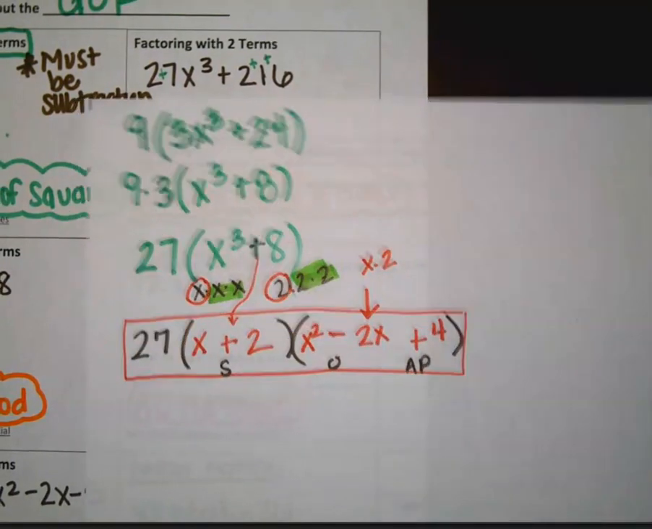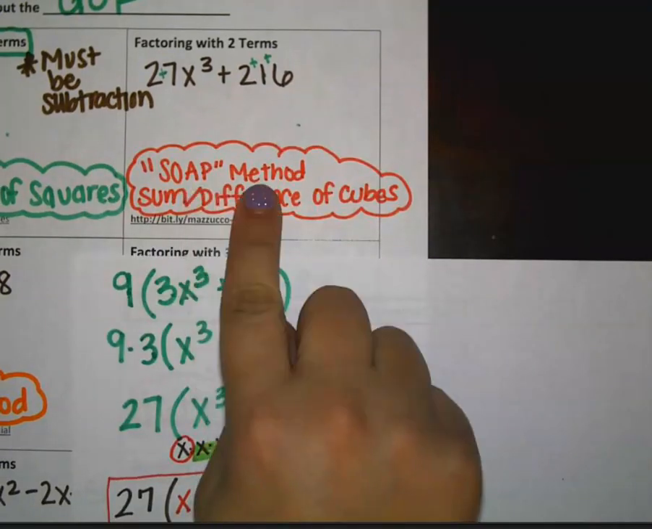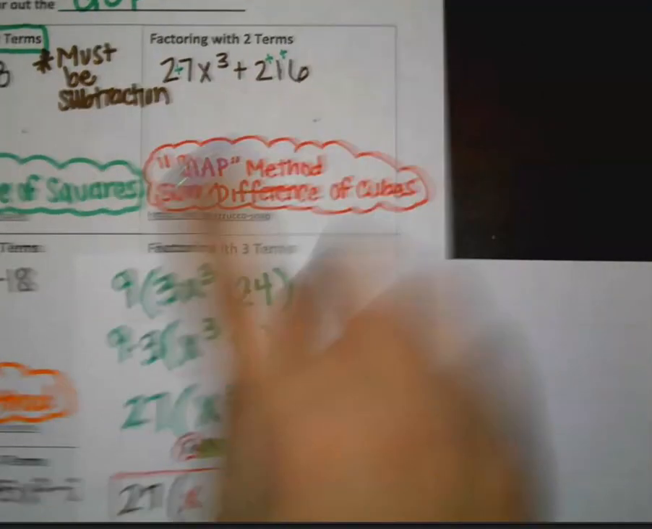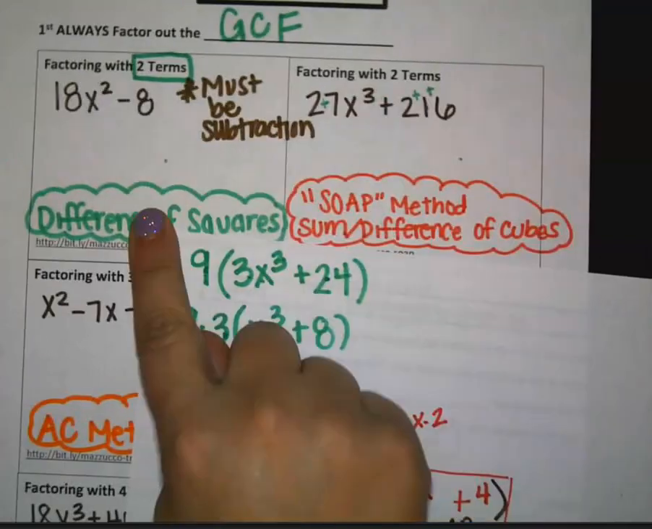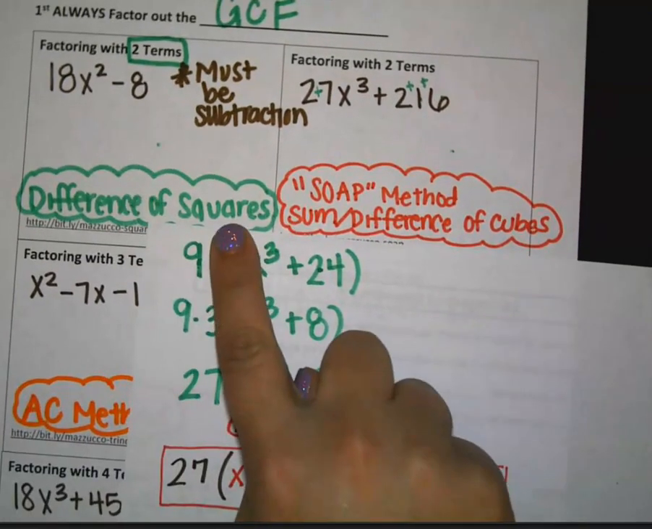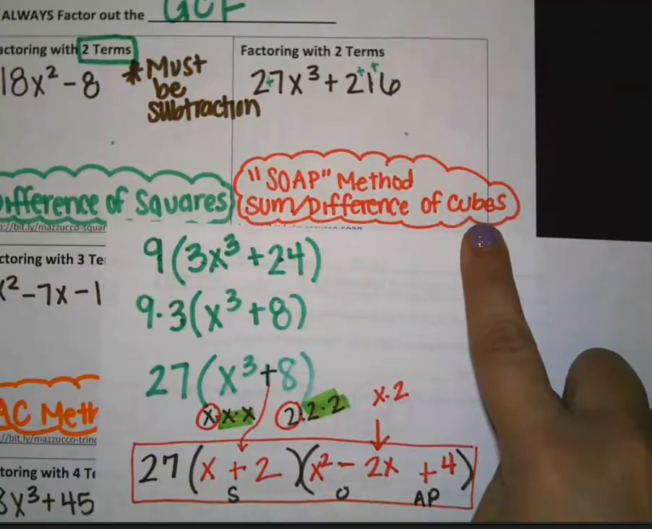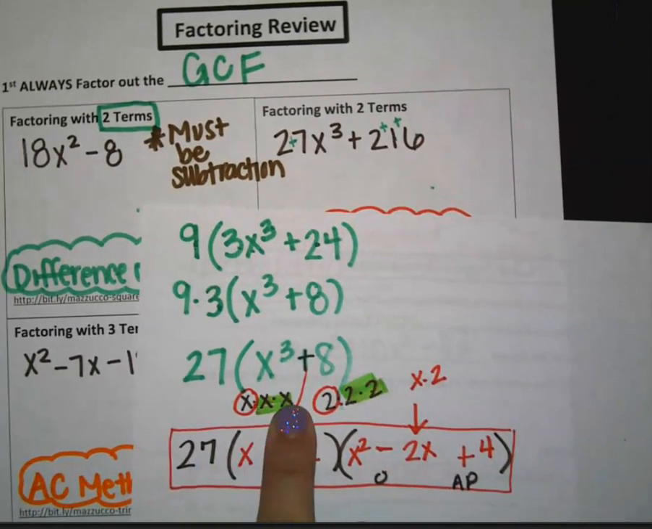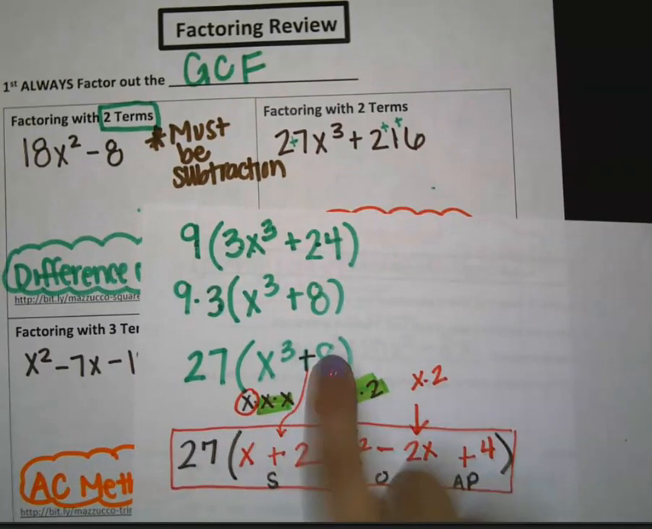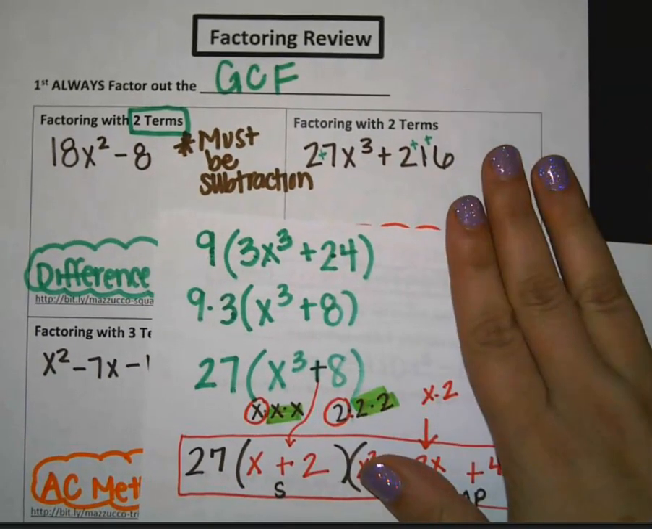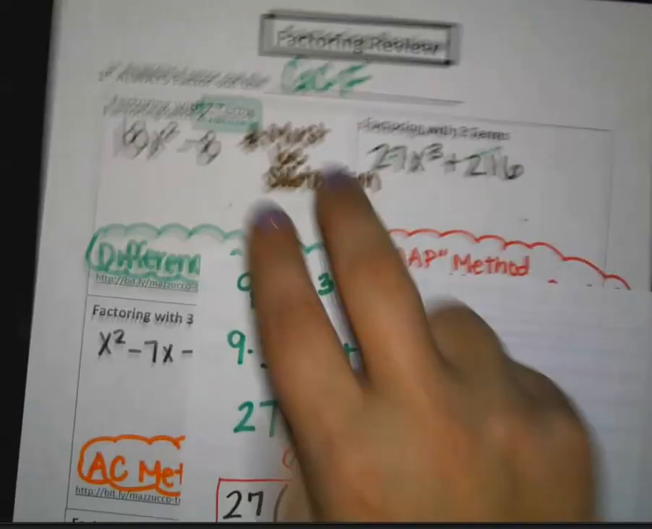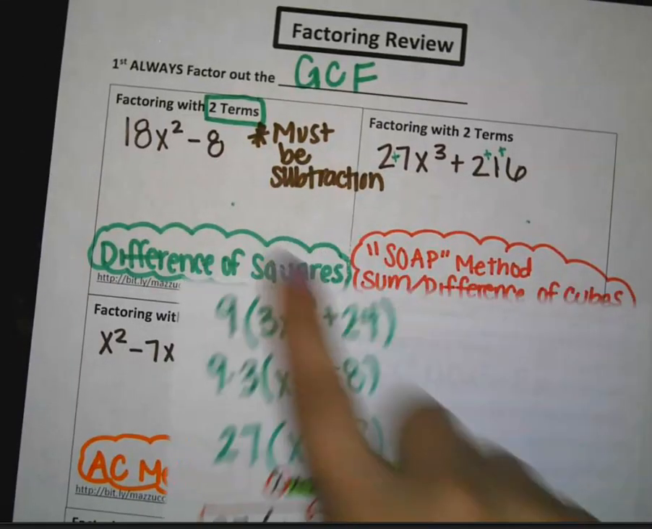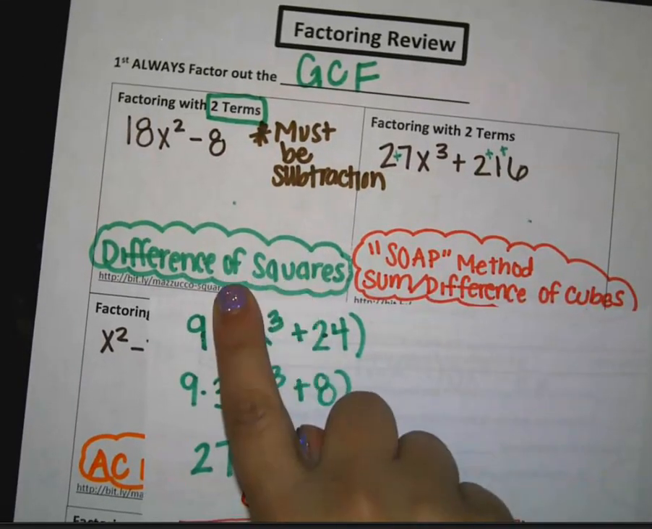So these are our two options. This is called the SOAP method. How do I know to use this method versus this method? It has to do with whether it is a square or a cube. So whatever's in the problem, if you can find 3 things to multiply to make each of these, then you know to use the SOAP method. If you only need 2 things to multiply together, and there's a minus, you'll use a difference of squares.